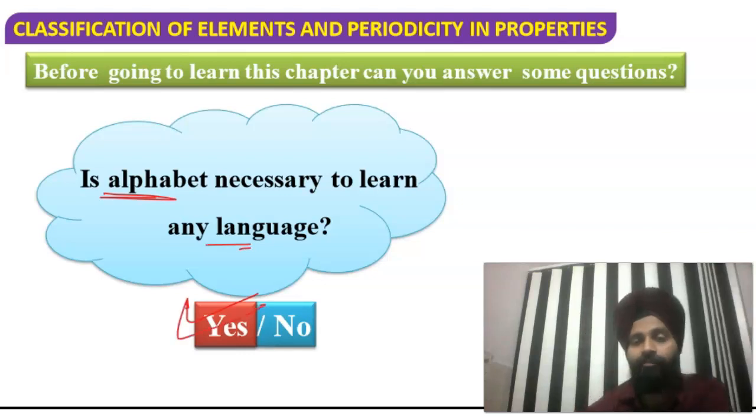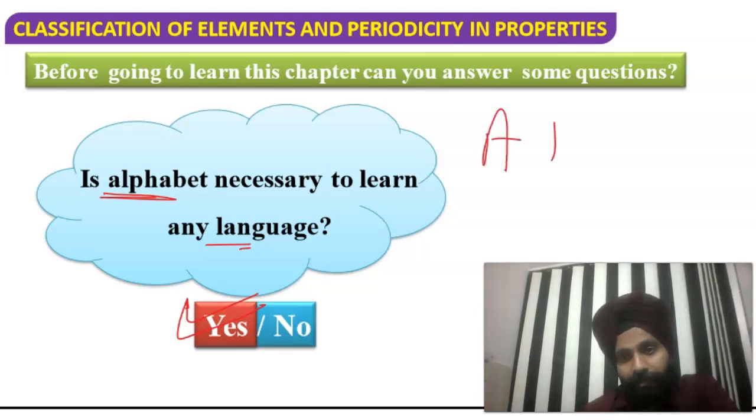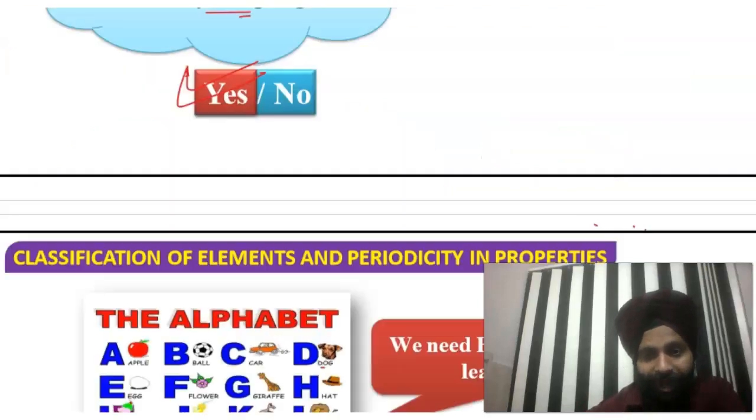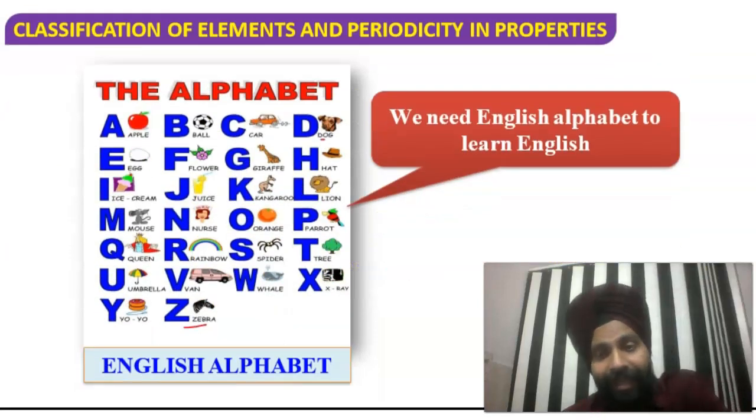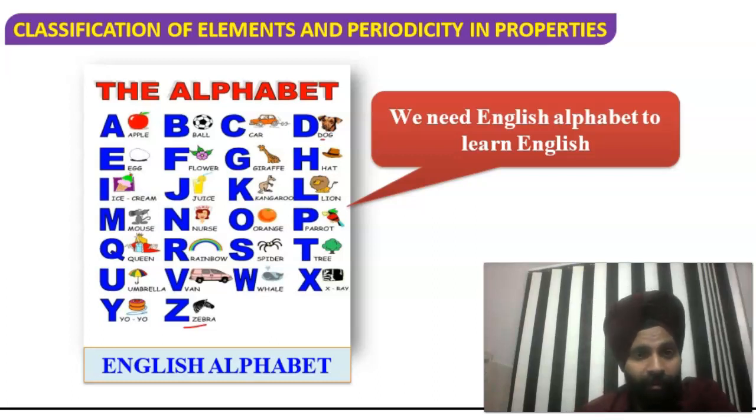If we know about the alphabet, take an example of English. In English, there are 26 alphabets that start from A and end at Z. If you know these alphabets, then you can understand the English language. For any language, you definitely understand their alphabets from starting to ending. Take English from A to Z.